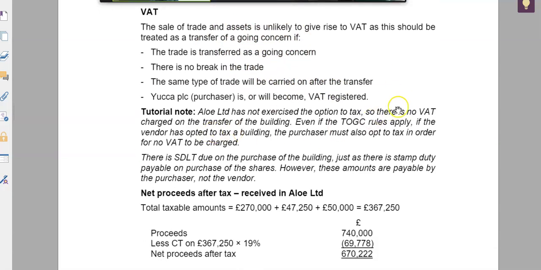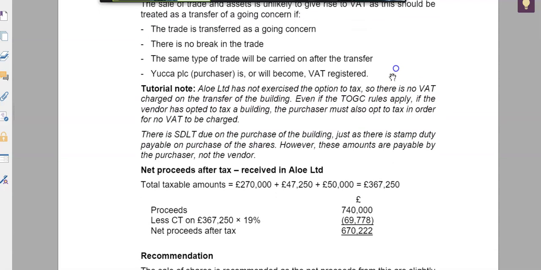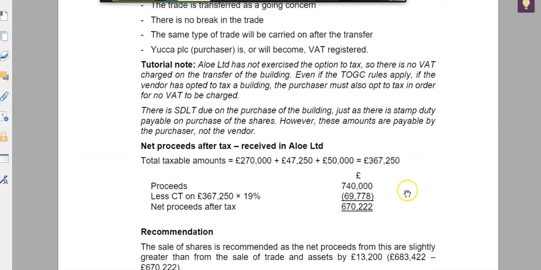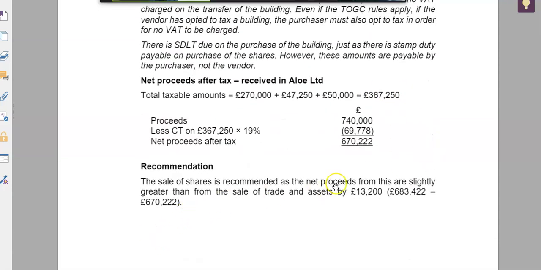So it was 13 marks. Let's say we are down 3 marks, but we still have 10 marks. So after tax proceeds are here. Recommendation: the sale of shares is recommended as the net tax proceeds are slightly greater than from the sale of the trade, as we also calculated, and this is also correct.